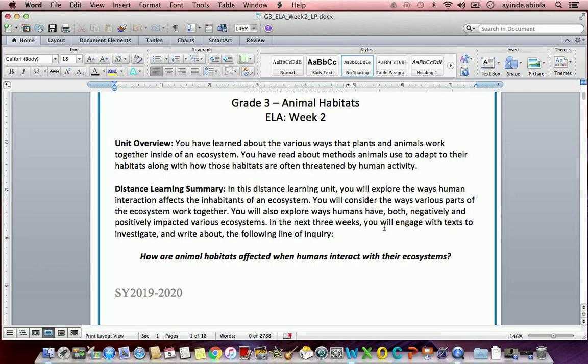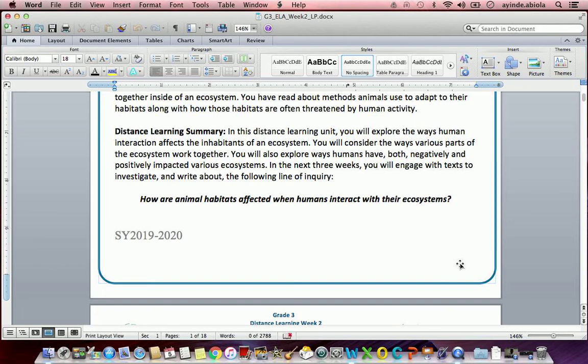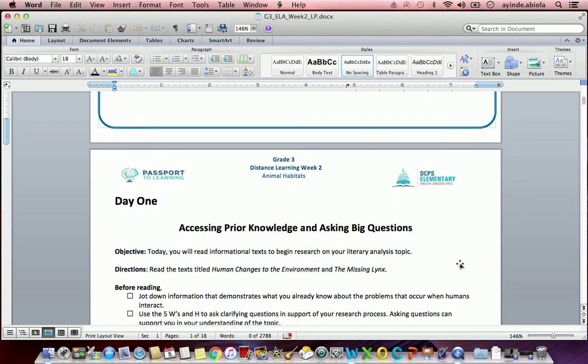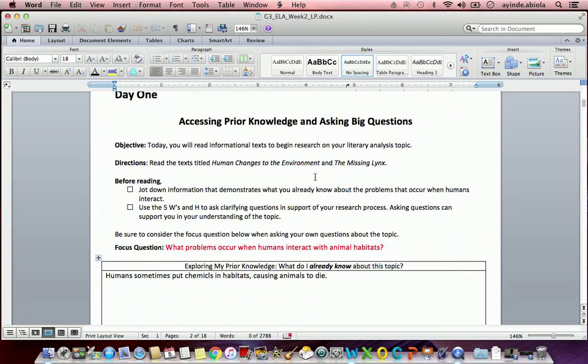In the next 3 weeks, you will engage with text to investigate and write about the following line of inquiry. How are animal habitats affected when humans interact with their ecosystem? We know a great deal about this already from what we've learned inside class and what we've learned last week with our distance learning. Let's go to the next page. Day 1. Accessing prior knowledge and asking big questions.